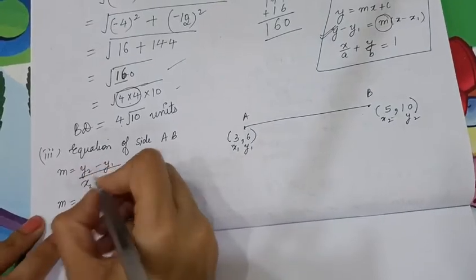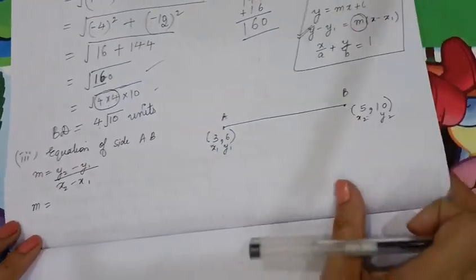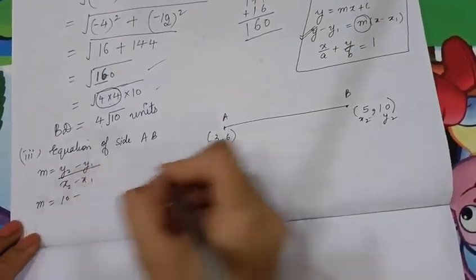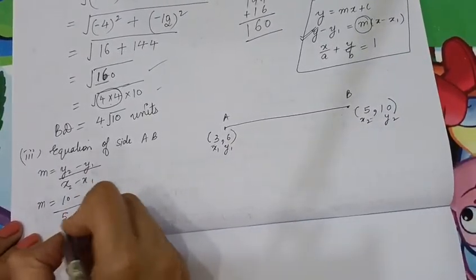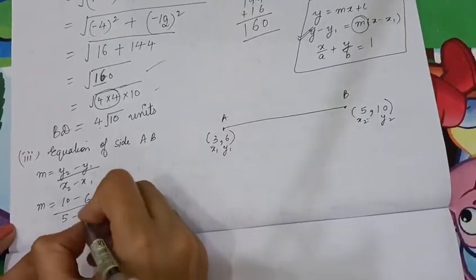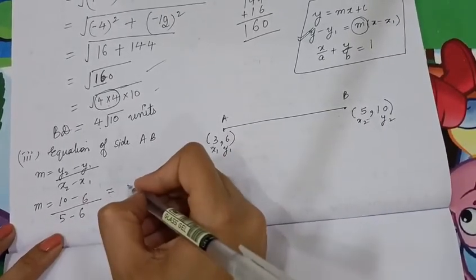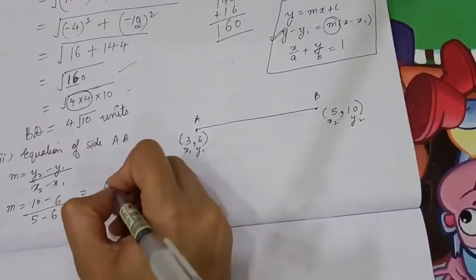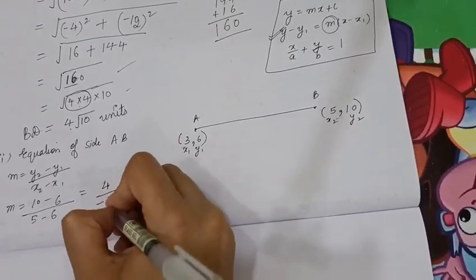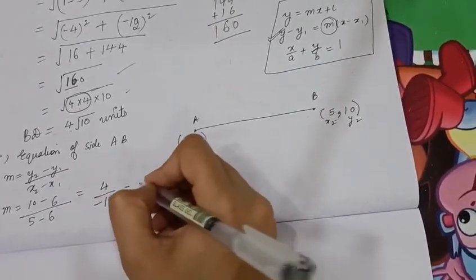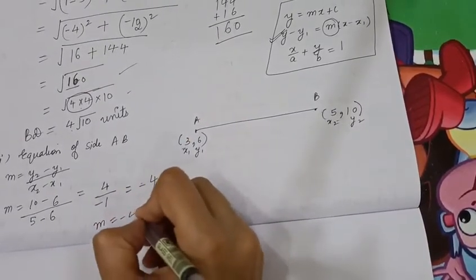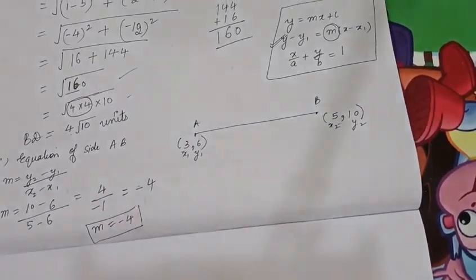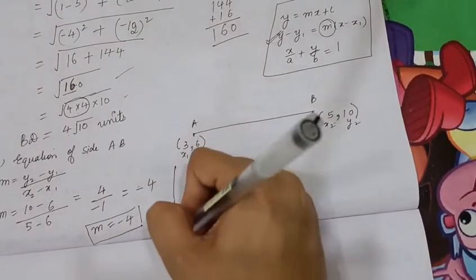So m is equal to y2 is 10, y1 is 6, x2 is 5, x1 is 6. So 10 minus 6 is 4, 5 minus 6 is minus 1. So we get 4 upon minus 1, which is minus 4. The slope's value we have got is equal to minus 4. Now easily we can find the equation.